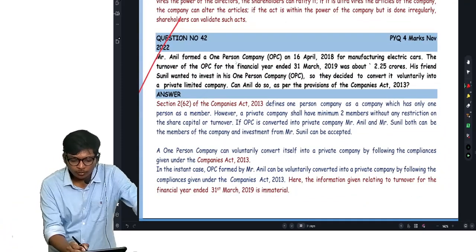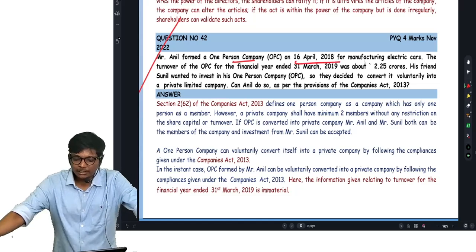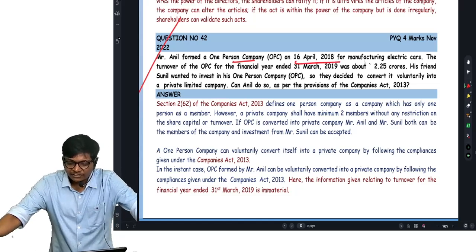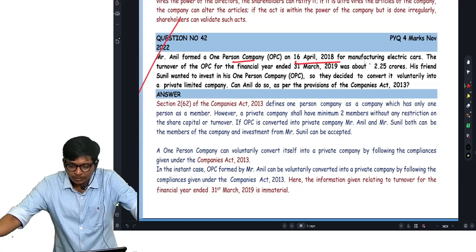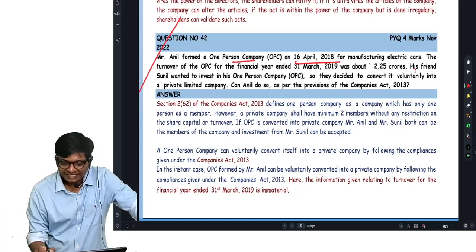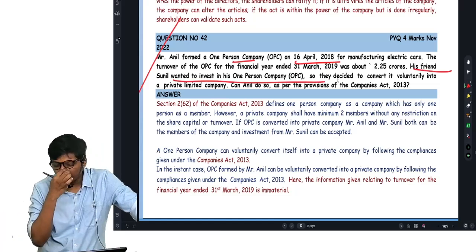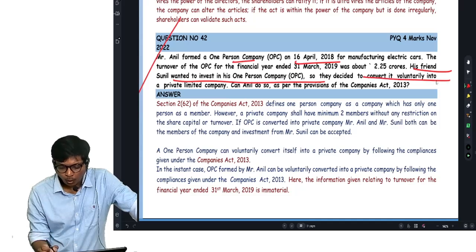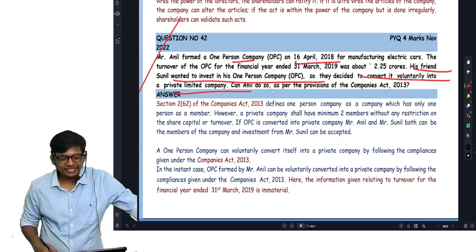Anil formed an OPC on 16th April 2018 for manufacturing electric cars. The turnover of the OPC was about 2.25 crores. His friend Sunil wanted to invest in the OPC. They decided to convert voluntarily into a private limited company. Can they convert, guys?